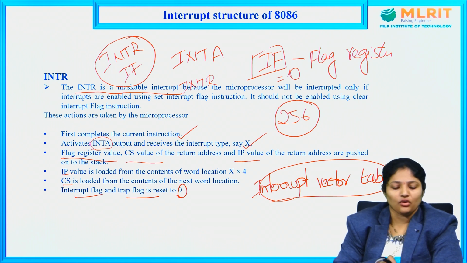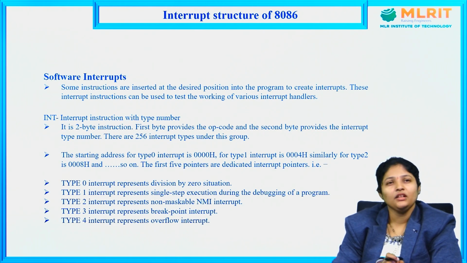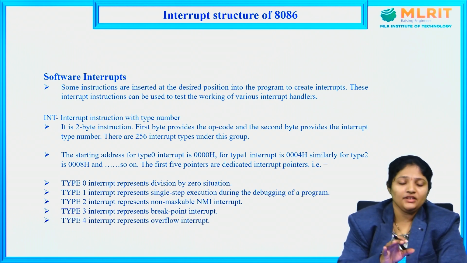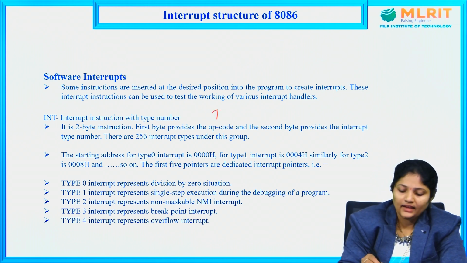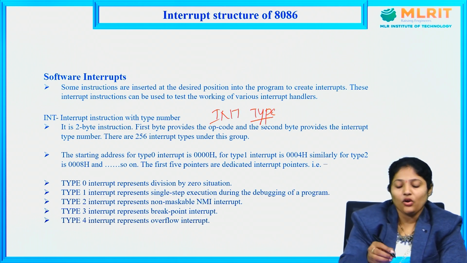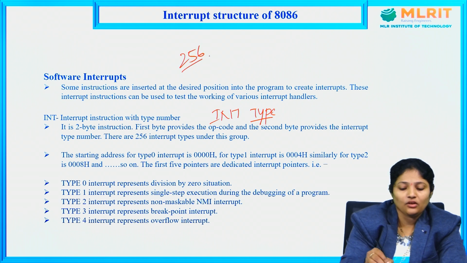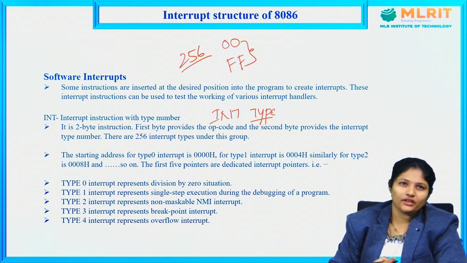Coming to the software interrupts, as I already told you, we have 256 software interrupts in the 8086. The software interrupts of the 8086 are accessed by the mnemonic INT, followed by the type. As I already told you, the 256 software interrupts can be addressed by using 00 to FF. These are the hexadecimal representations of the interrupts.